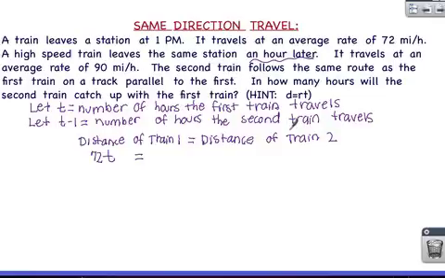Train 2 travels at a rate of 90 miles per hour for t minus 1 hours. Since I'm multiplying 90 times the quantity of t minus 1, we need to put it in parentheses. Now we can solve our equation. We distribute 90, so we have 90t minus 90, and that's equal to 72t.